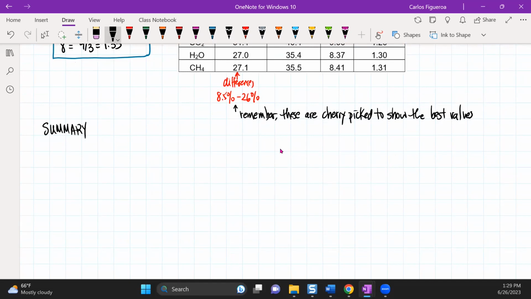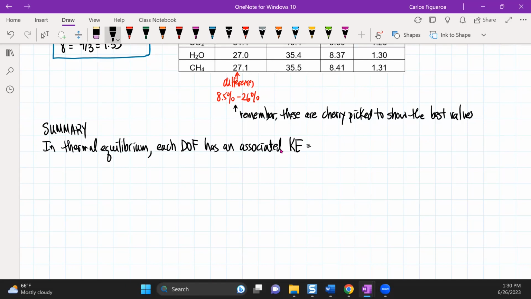So in summary, we said that in thermal equilibrium, each degree of freedom has an associated kinetic energy equal to 1/2 kBT per molecule, not potential energies.